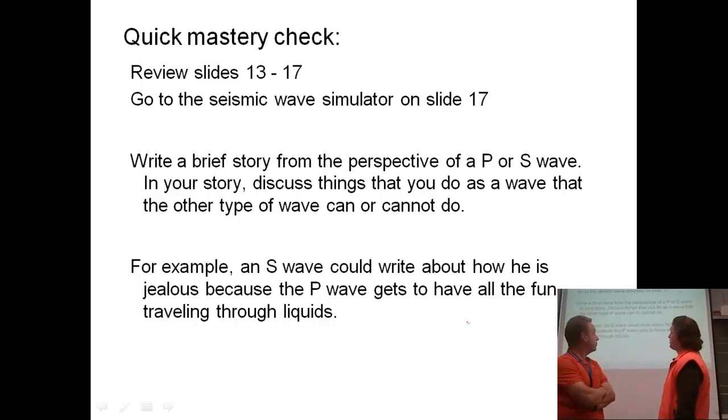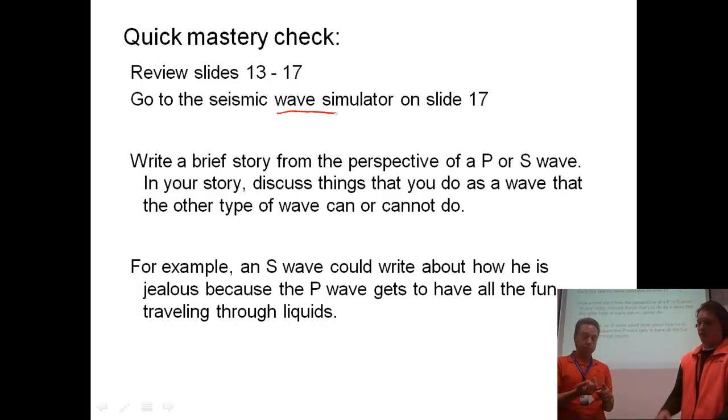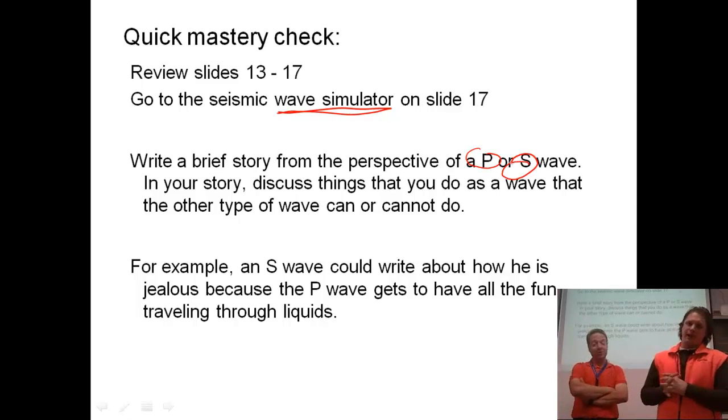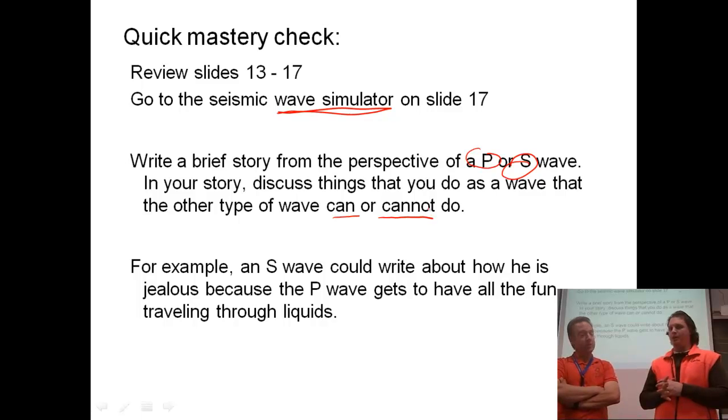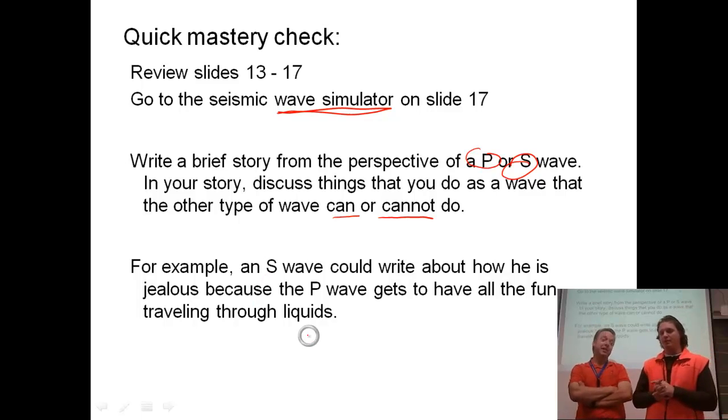So let's see what the mastery check is. Review slides 13 through 17. And remember, there's a slide in there that's asking you and your group to do something, so make sure you get back to that. We're asking you to write a brief story from the perspective of a P or S wave. Oh, interesting. In your story, discuss things that you do as a wave that the other type of wave can or cannot do. Sounds like that primary wave is going to be bragging. Yeah, definitely. For example, an S wave could write about how he is jealous because the P wave gets to have all the fun traveling through liquids.